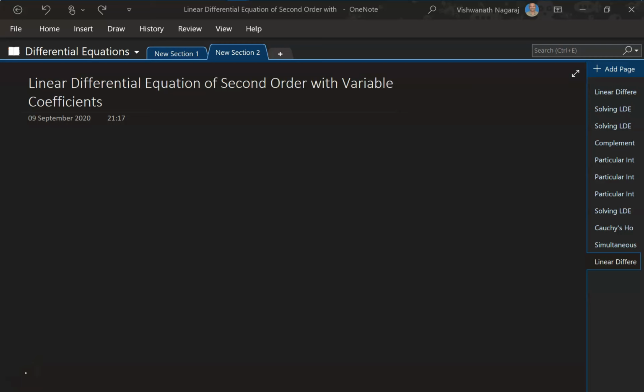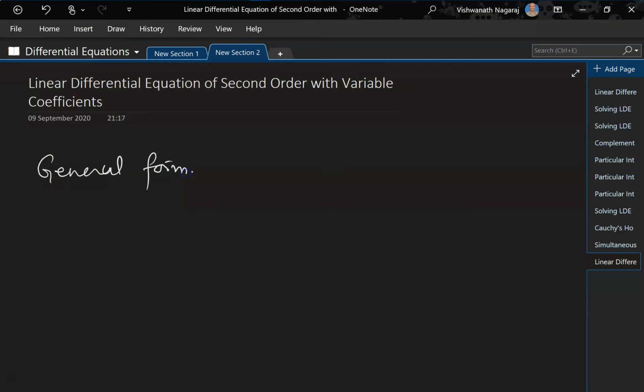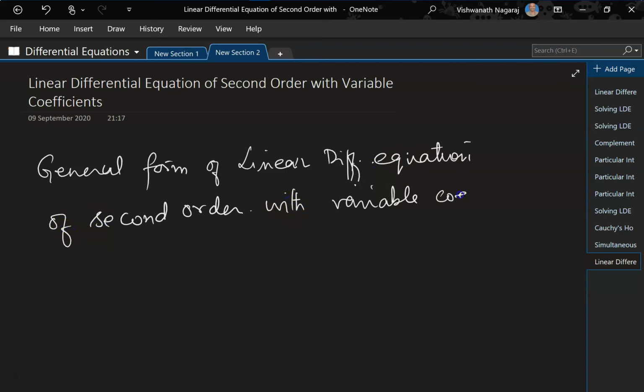Linear differential equation of second order with variable coefficients. Let's see how to solve this. There are different methods. We'll look at each one of them one by one. But first let's see how the general form of a linear differential equation of second order with variable coefficients looks like.